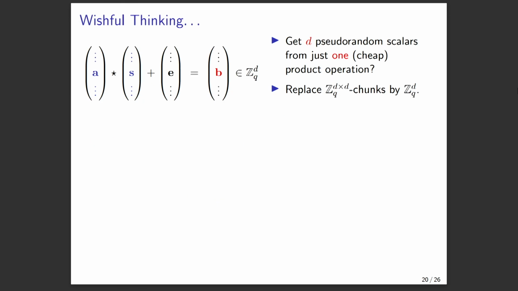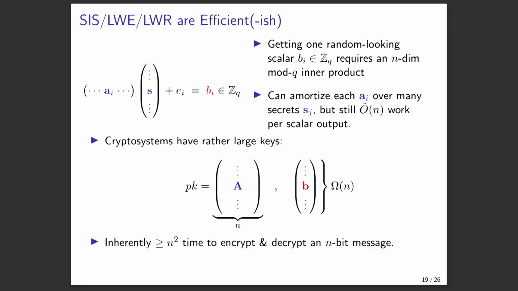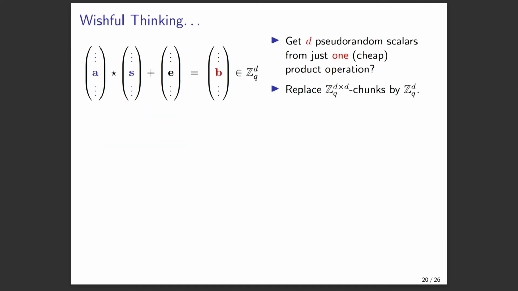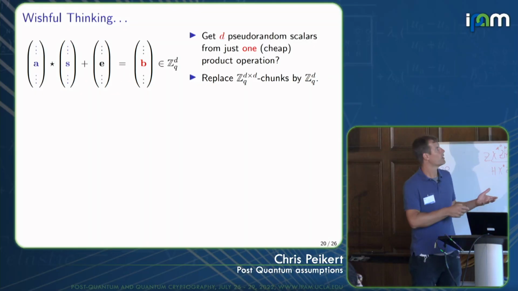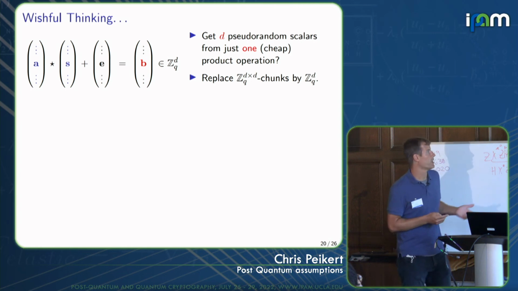So let's just imagine, what if we had some magical other operation instead of an inner product, giving us a single pseudorandom scalar? What if we had some magic operation star that gave us n scalars at once, or that we could use to generate n pseudorandom scalars at once? So some kind of operation A times A star S, which returned an n-dimensional vector, to which we could add error and get pseudorandom scalars. That would be nice.